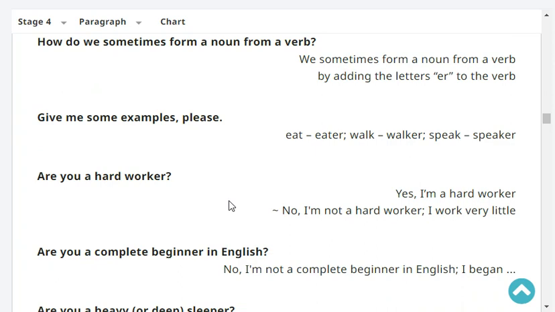Eat, eater. Walk, walker. Speak, speaker. Very good.